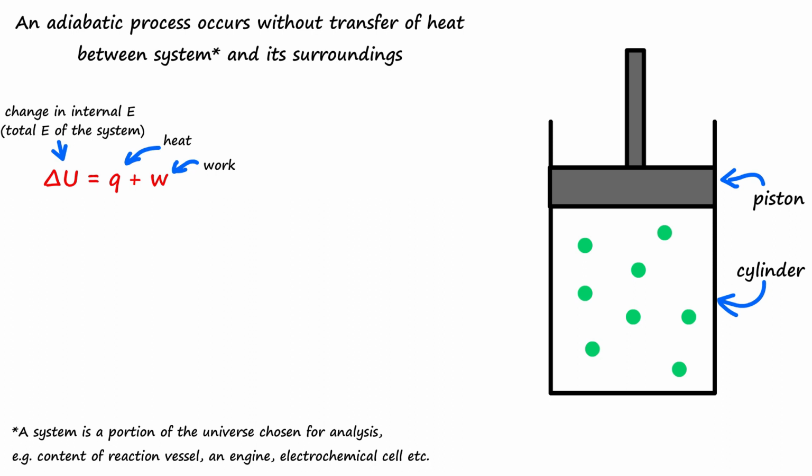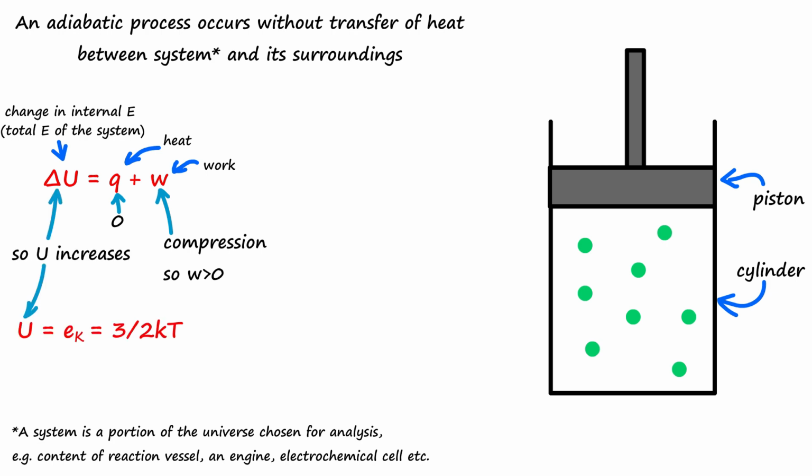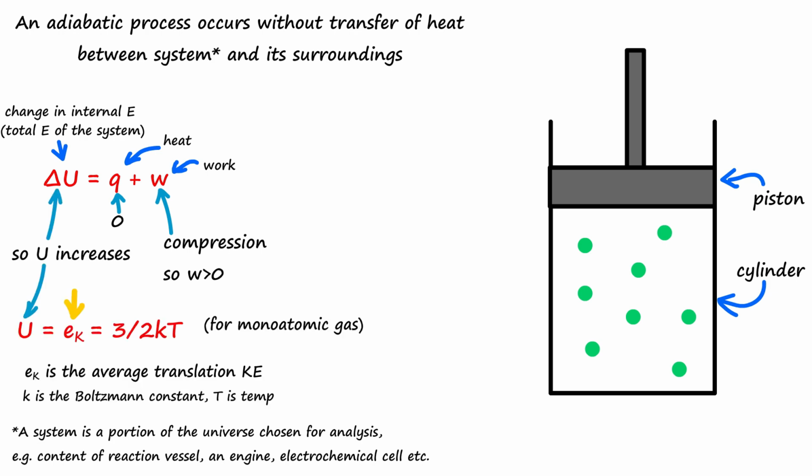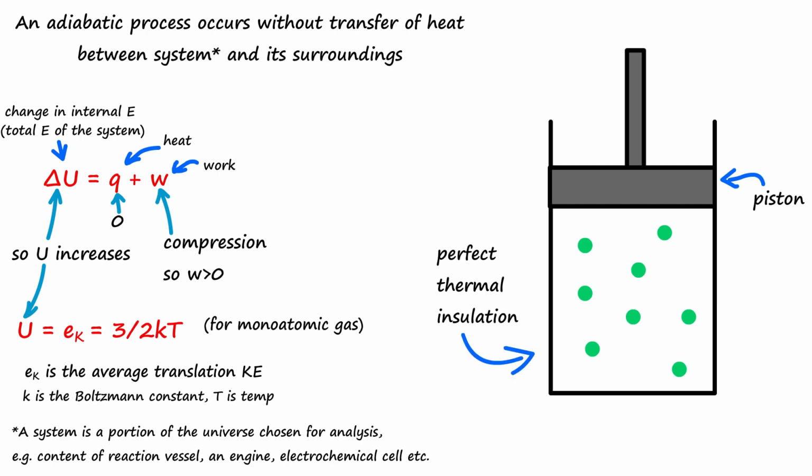In an adiabatic process there is no heat transfer, so the change in heat is 0, and compression means that the work is done on the system, so the internal energy increases, and that increases average molecular kinetic energy, so the temperature of the gas increases. No heat exchange means that the walls provide perfect thermal insulation, which is really not achievable.